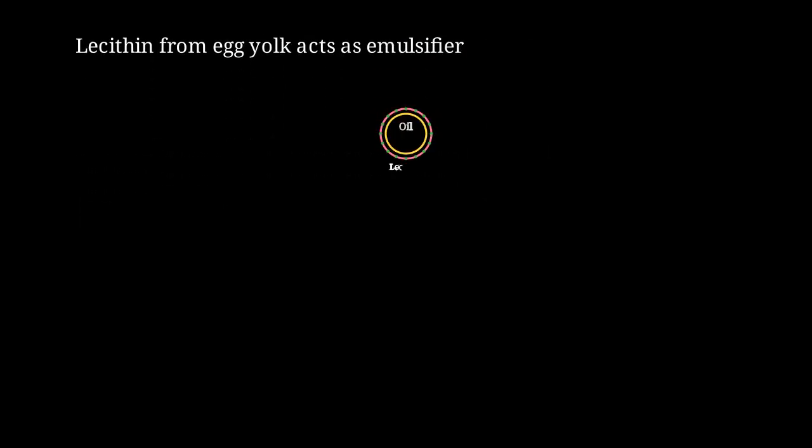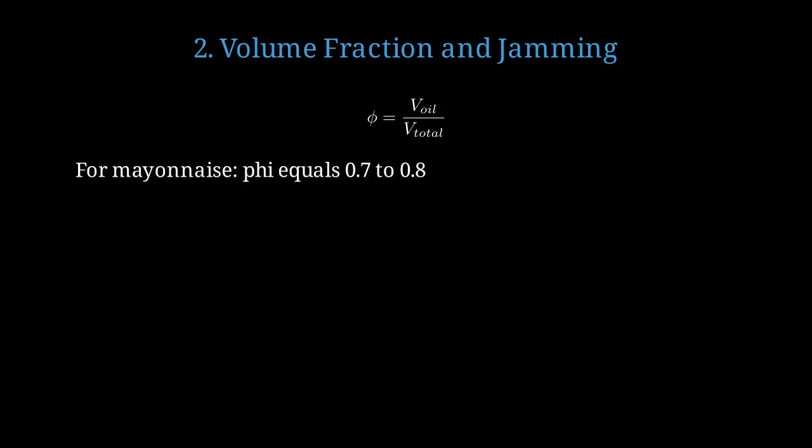Here's a single oil droplet coated with lecithin molecules. The lecithin forms a protective shell around each droplet. Now let's explore the critical concept of volume fraction, and what happens when droplets get too crowded. The volume fraction phi equals the volume of oil divided by the total volume of the mixture. For mayonnaise, phi is typically 0.7 to 0.8, meaning 70 to 80% of the total volume is oil droplets.